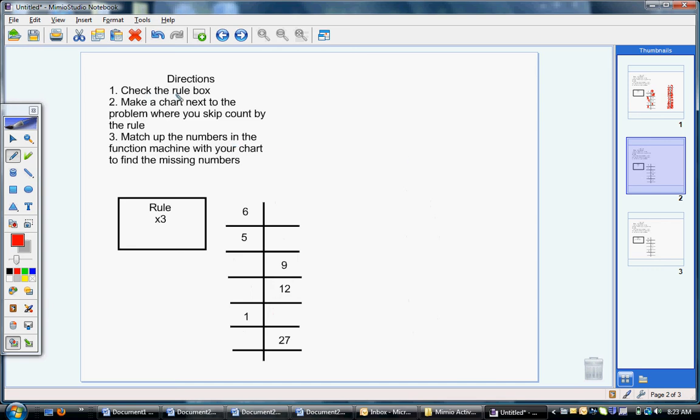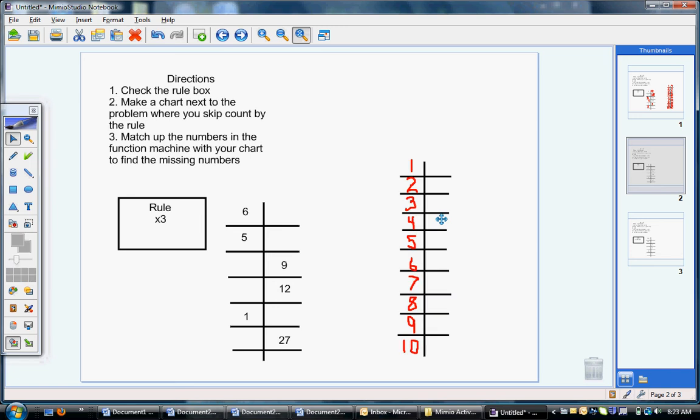Again, the first rule is to check my rule box. Notice my rule this time is times 3. Because it's multiplication, it still means it's going to be getting bigger as I go from in to out, because any of these numbers times 3 is going to get bigger. The next step is to make that chart again. As you remember, we numbered 1 through 10, and then we just skip count by 3s this time.